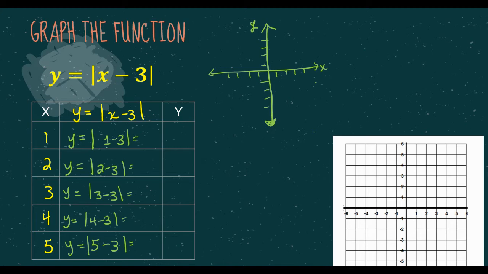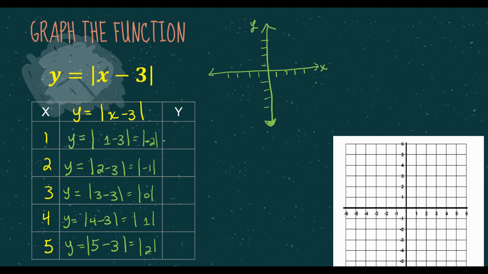So we'll do the top one. 1 minus 3 is absolute value of negative 2. That would be a positive 2, right? I'm going to go all the way down here. This one, 2 minus 3, absolute value of negative 1. Next one, 3 minus 3, absolute value of 0. 4 minus 3, absolute value of 1. 5 minus 3, absolute value of 2.